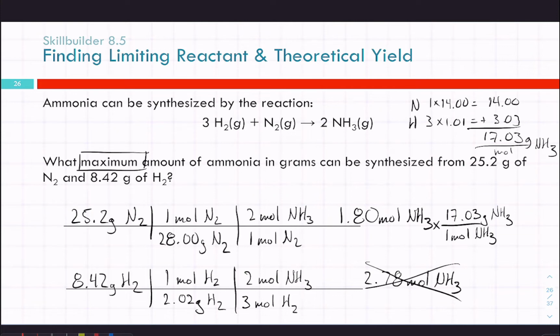So we get 1.8 times 17.03. That'll be 13.7. Sorry, not 30. Not 13, 30. 13 going on 30. Grams of NH3. Ran out of space.